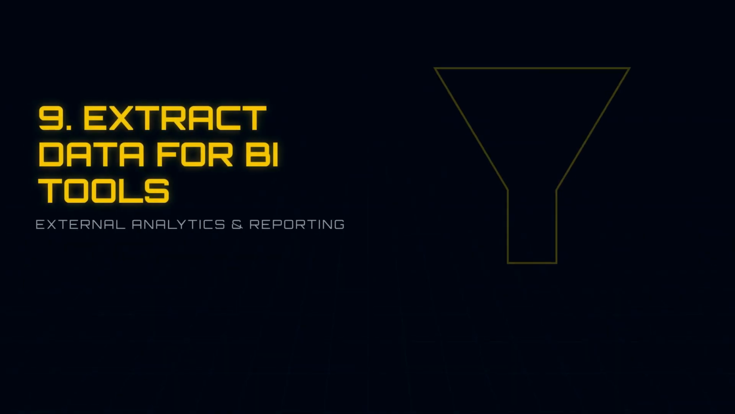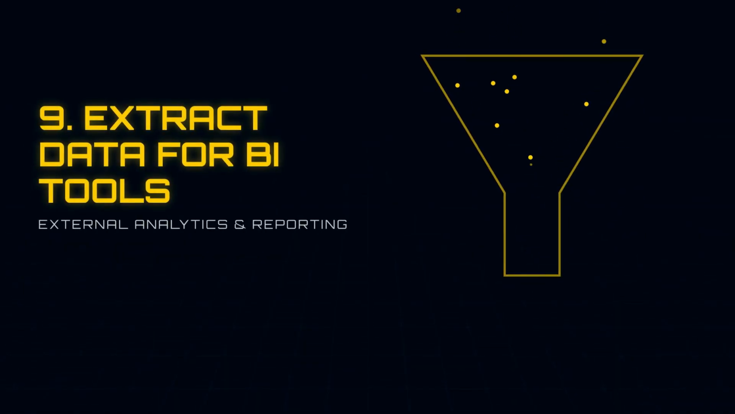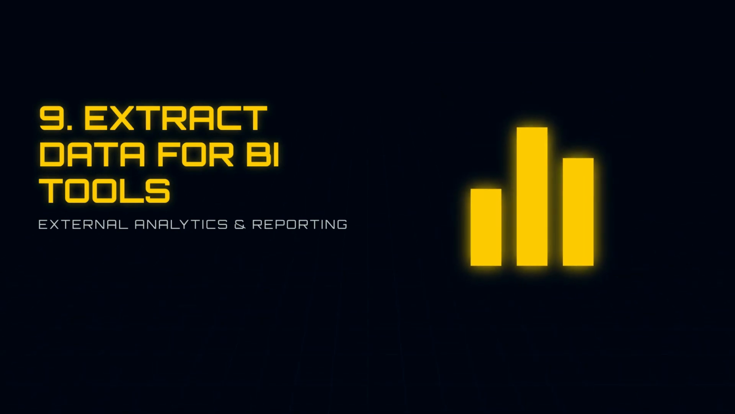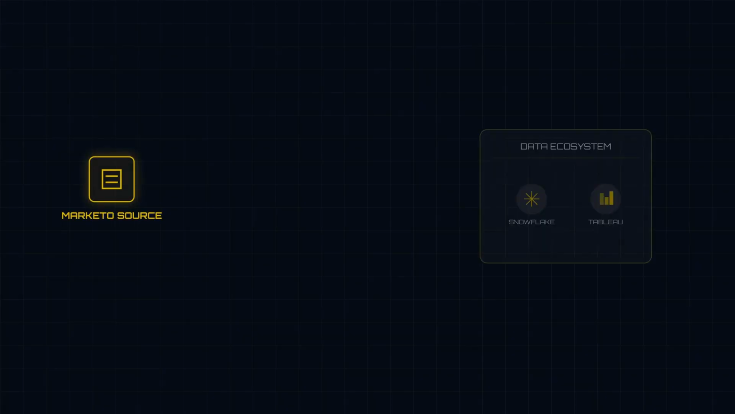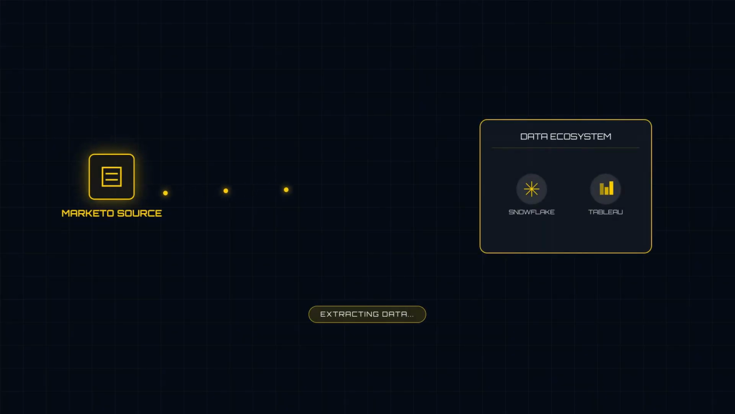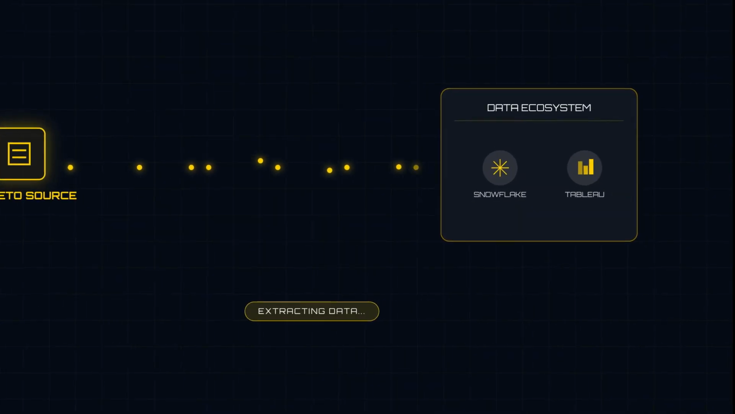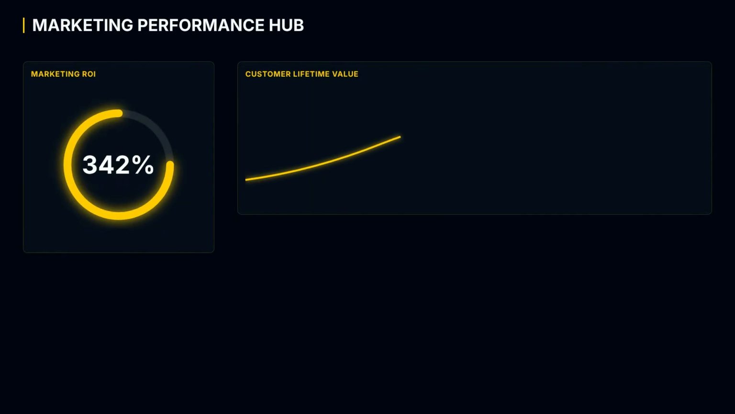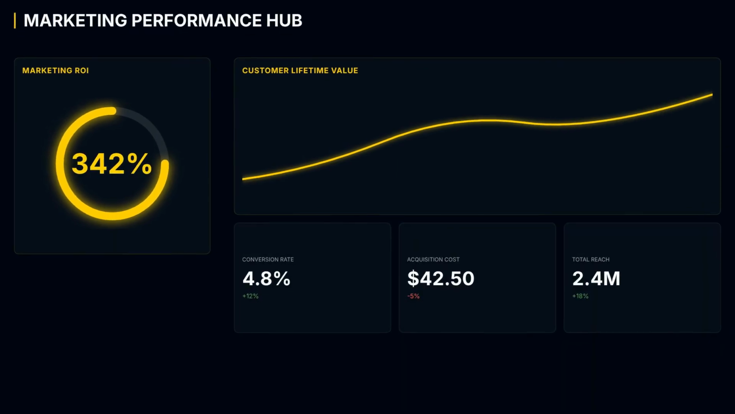And finally, use case 9, extracting data for external BI tools. Sometimes you need to see the big picture outside of Marketo. The MCP server makes it easy to query and extract exactly the data you need for your data lake or your business intelligence dashboards. Power your executive reporting with live, accurate data. No more manual exports and no more stale spreadsheets. You get a true single source of truth for your marketing performance, allowing for data-driven decisions that drive enterprise growth.